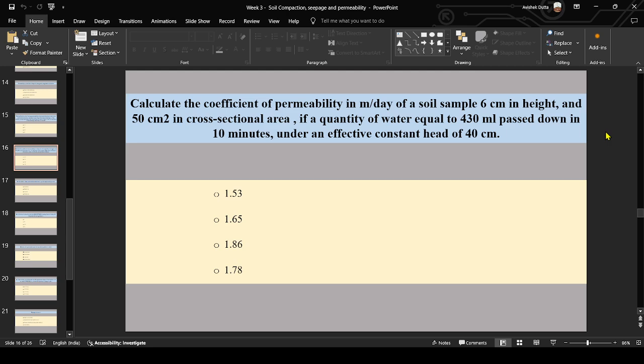I'll repeat the question. Calculate the coefficient of permeability in meter per day of a soil sample 6 centimeter in height and 50 centimeter square in cross-sectional area if a quantity of water equal to 430 ml passed down in 10 minutes under an effective constant head of 40 centimeter. The options are 1.53, 1.65, 1.86, or 1.78.